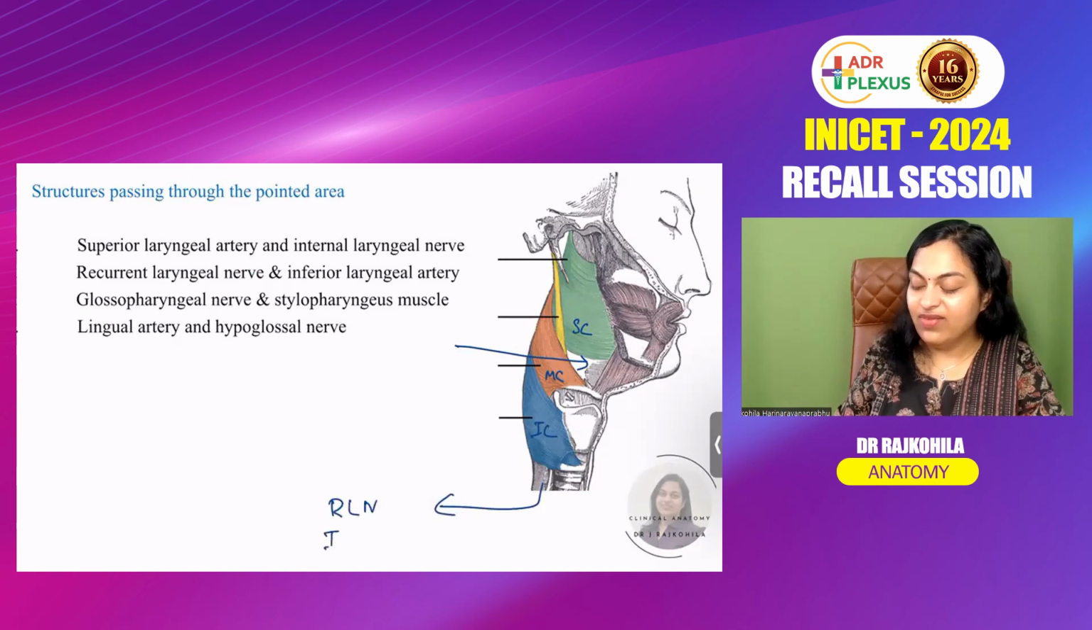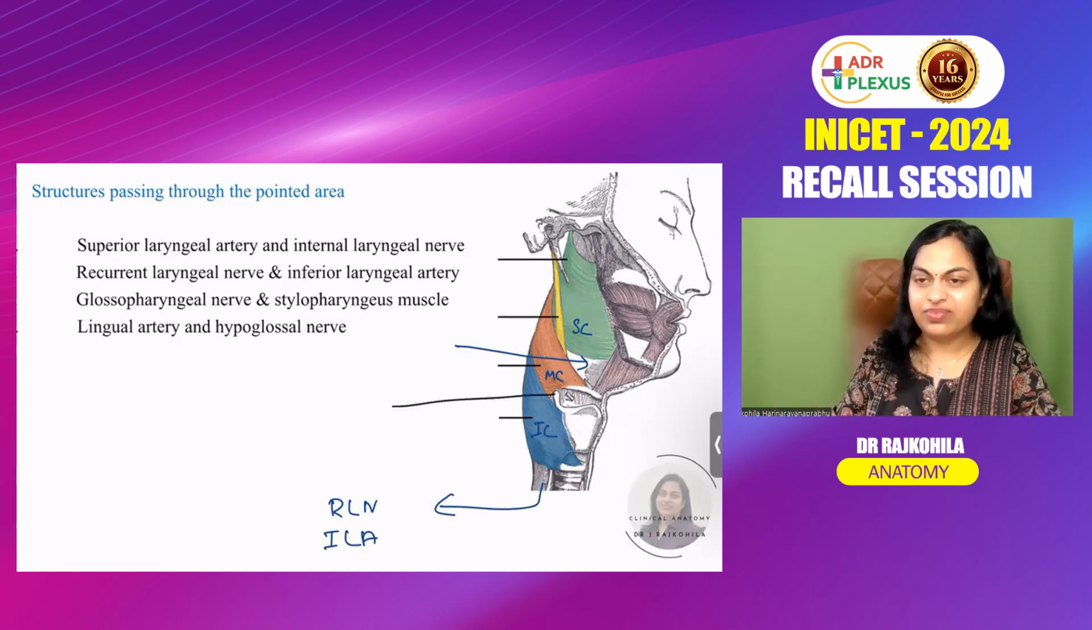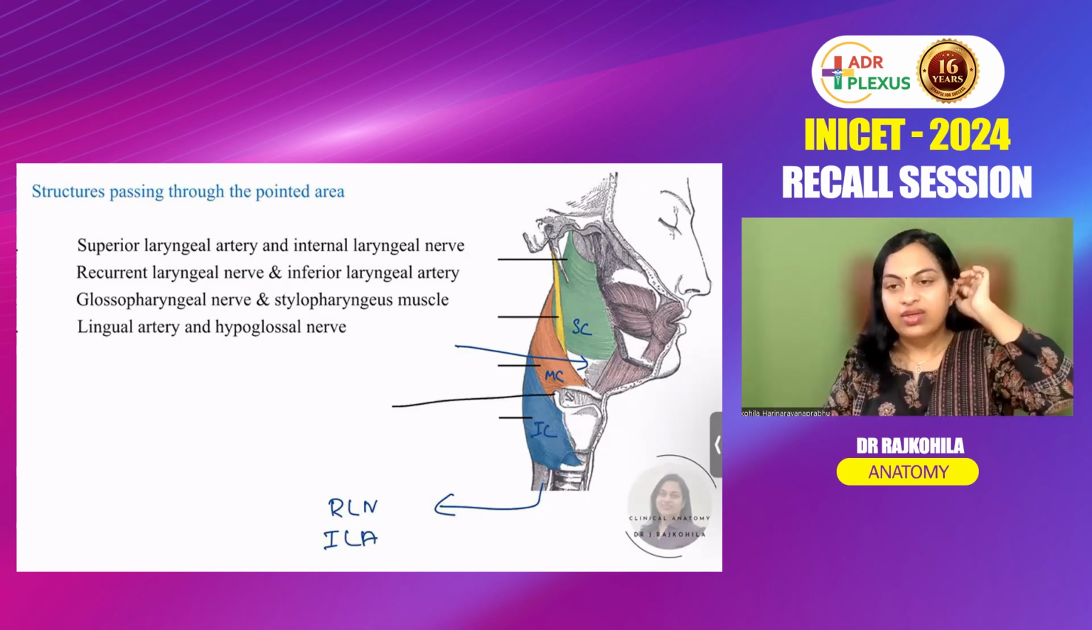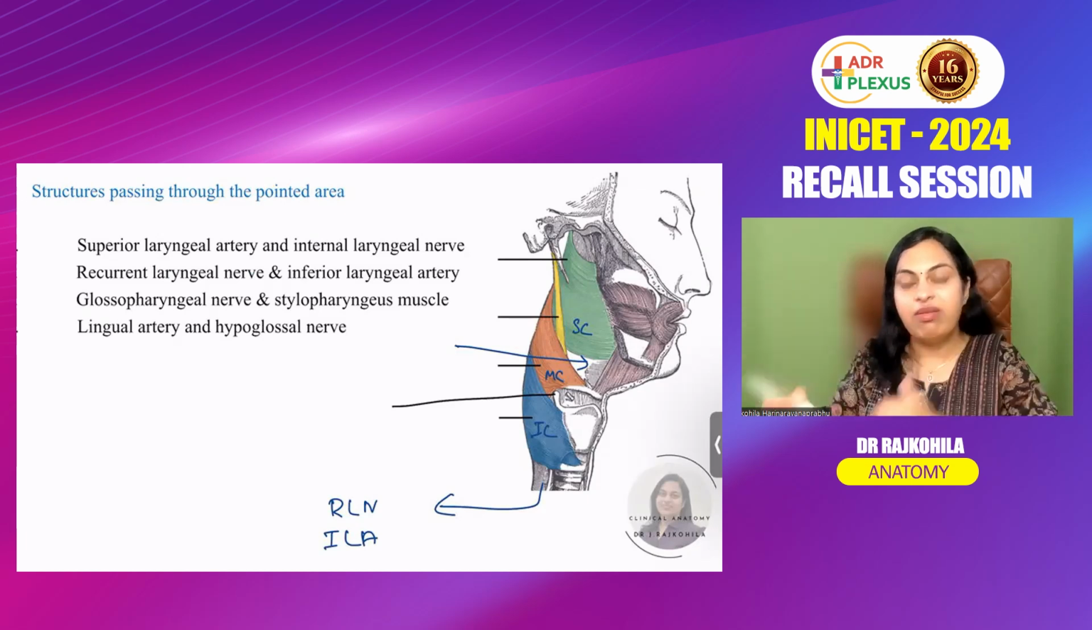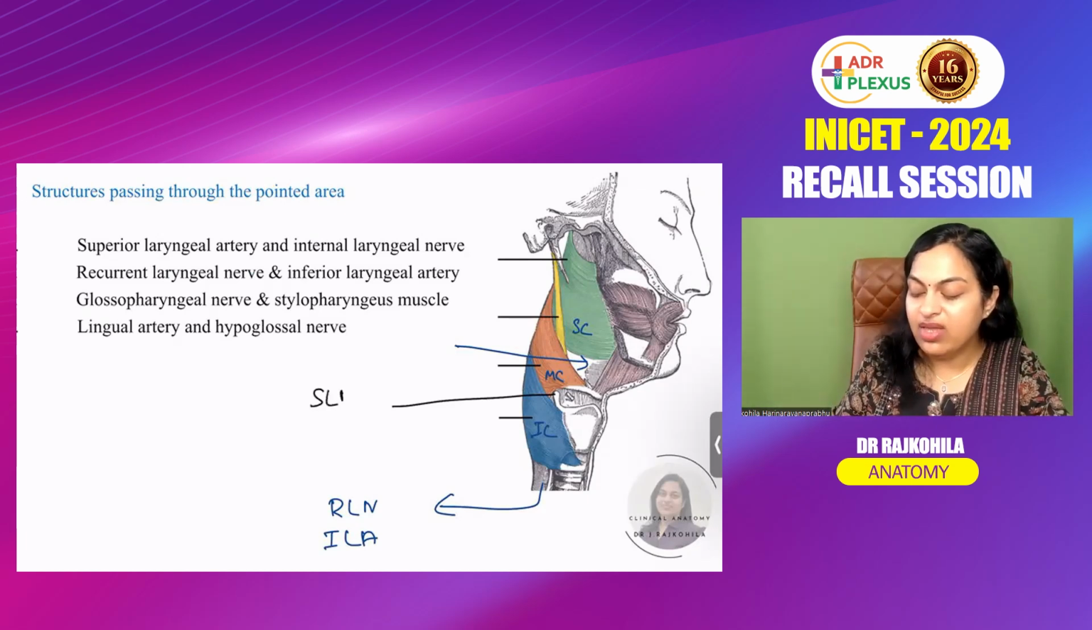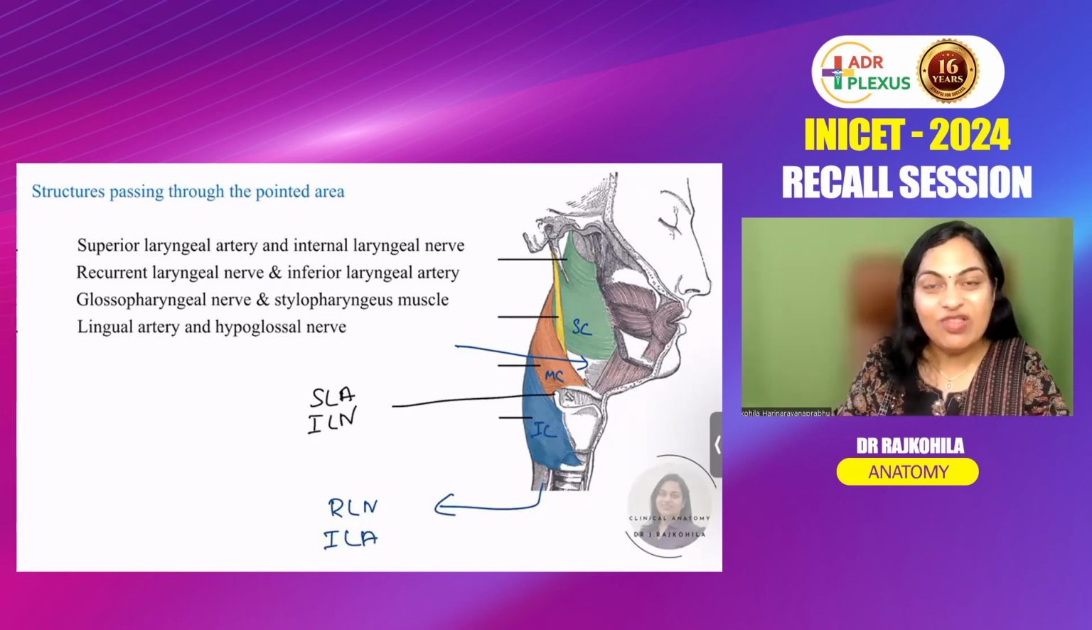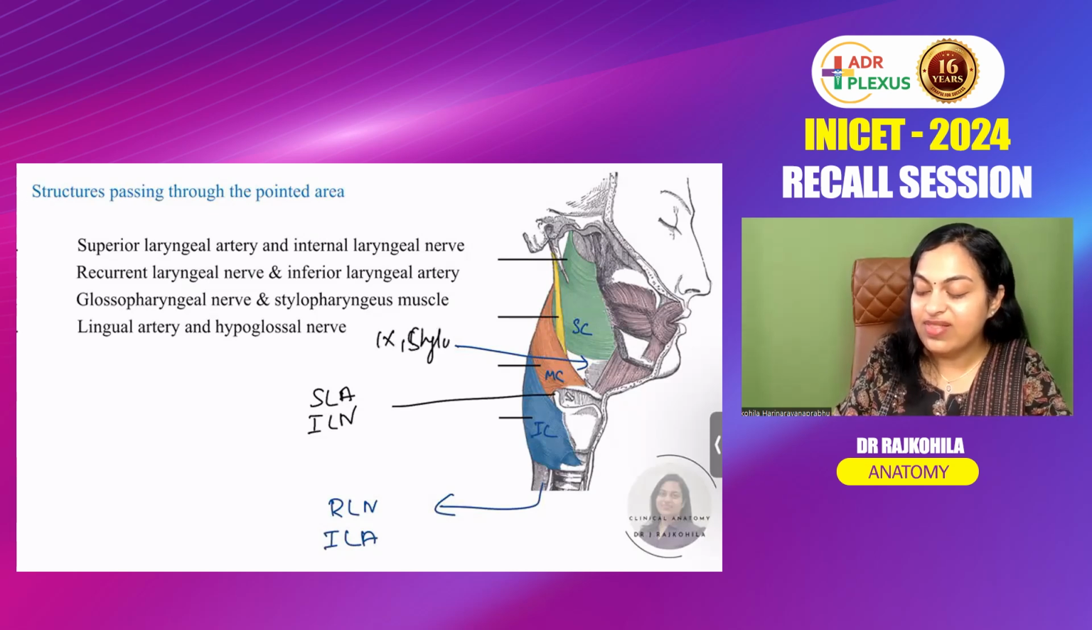Recurrent laryngeal nerve, inferior laryngeal vessels. What passes between the middle constrictor and inferior constrictor? Yes. The middle constrictor is coming from the hyoid, the inferior constrictor from thyroid. So thyrohyoid membrane is the piercing that will be the superior laryngeal vessels and the internal laryngeal nerve, right? Between superior constrictor and middle constrictor, it is the ninth nerve and the muscle supplied by it, stylopharyngeus.